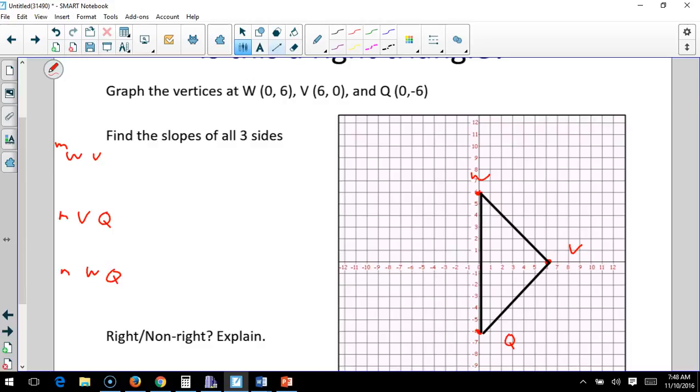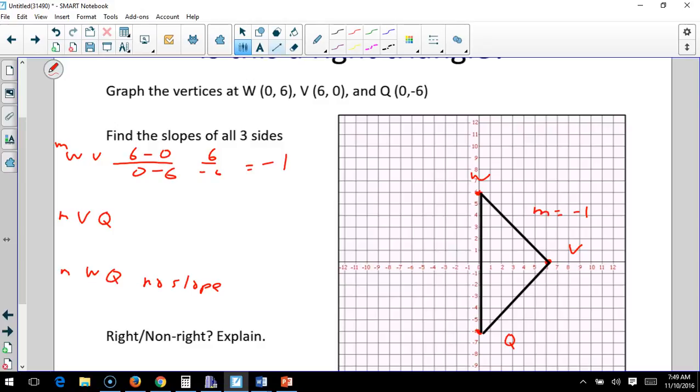Okay, well, once again, WQ, we already know WQ is no slope. And the only opposite reciprocal slope of no slope is 0, a horizontal line. And we do not have a horizontal line. So nothing is right to WQ. Nothing's 90 degrees to WQ. Okay, WV. 6 minus 0 over 0 minus 6. Well, that's going to be 6 over negative 6, which is negative 1. So WV is negative 1, and that makes sense.